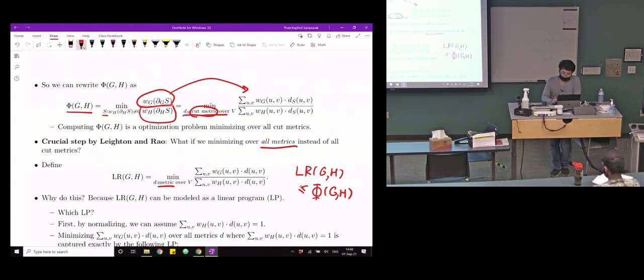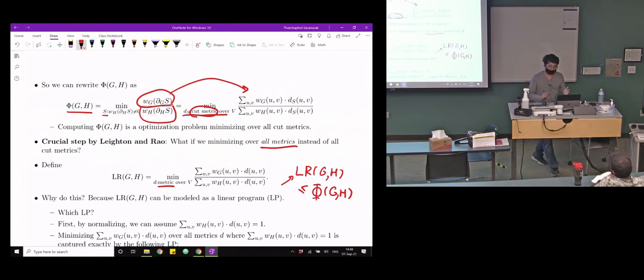But can it be the case that this thing is much smaller than the H expansion? Because the set that we're minimizing over seems much bigger than before. Instead of just all cut metrics, it's any metric. And now the ingredient that you have seen should give you intuition that no, that should be fine, right? Because any metric is kind of close to L1, and any L1 metric is just a combination of cuts.